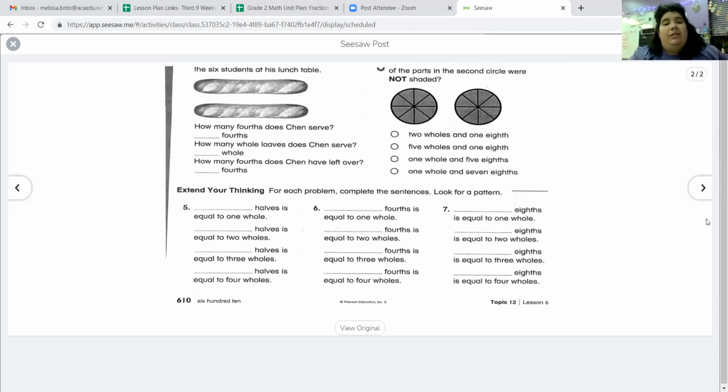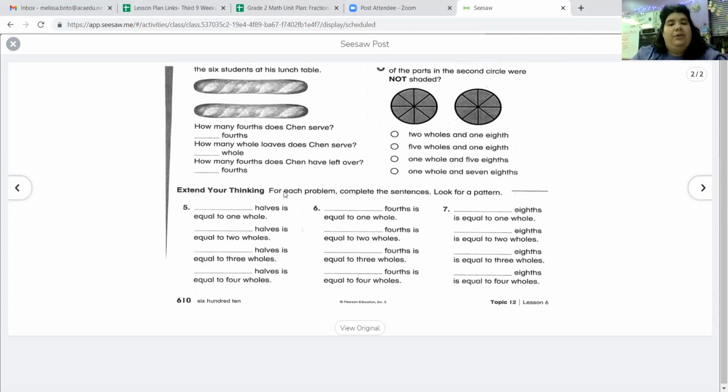Our next page here is just as easy, but if you need help with this one, I want you to think about your shapes. I want you to think about how many parts it has, okay? Now, for 5, 6, and 7, this one's pretty tricky, but if you draw your shapes, it can help you.